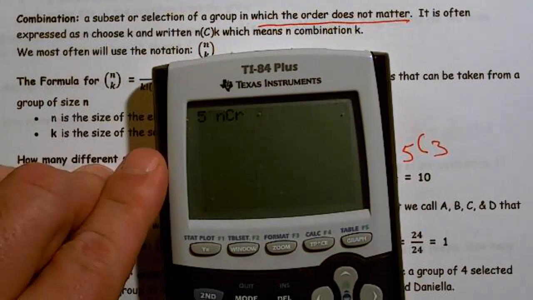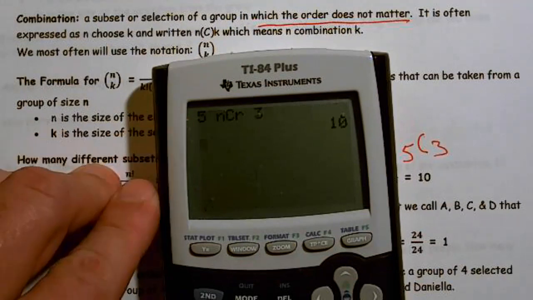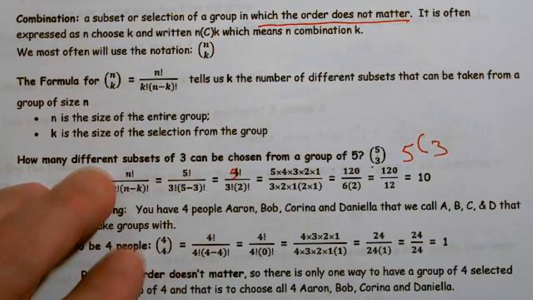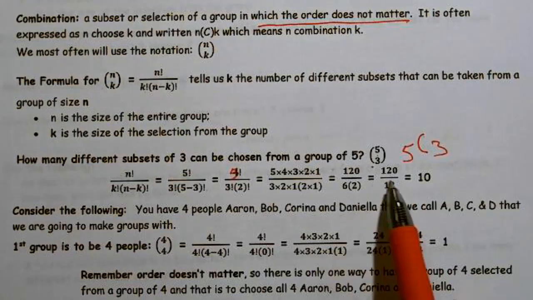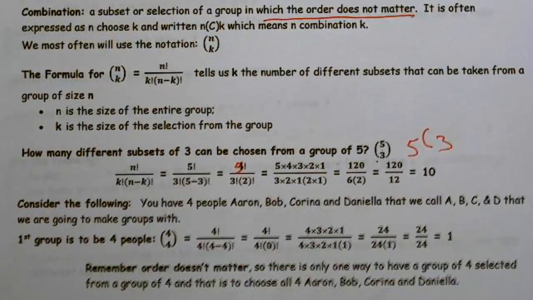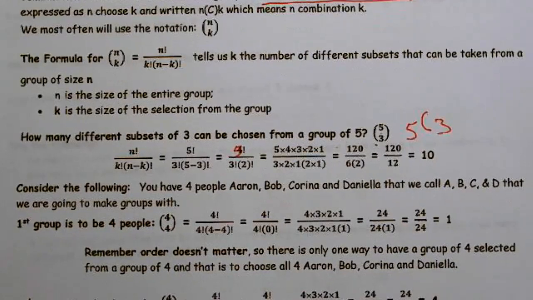So it looks like 5 choose 3, and there's our answer. In this case, there's 10 different combinations where order didn't matter, where we started off with 5 and we wanted to choose groups of 3.